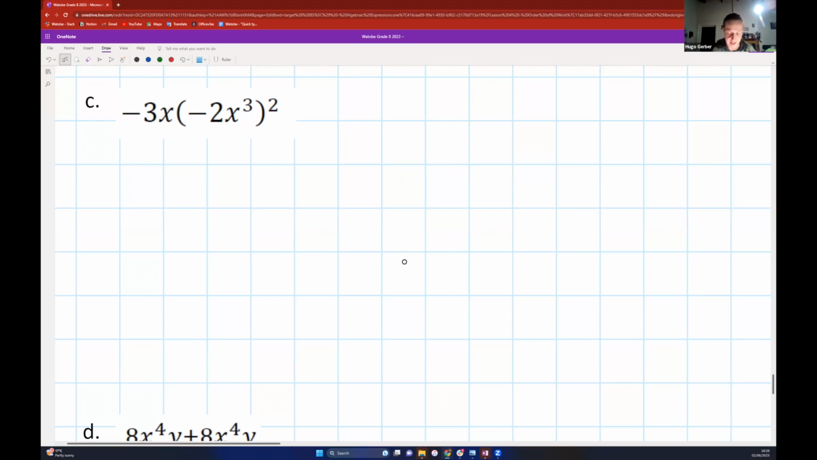We have C, negative 3x, and then directly adjacent to it, a bracket, negative 2x cubed. And then another square. All right. So please, guys, take your 5 minutes, take your break that you need to do and figure this out for me as well.